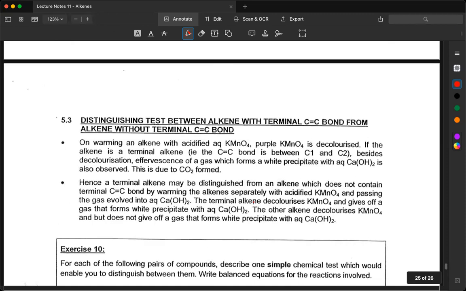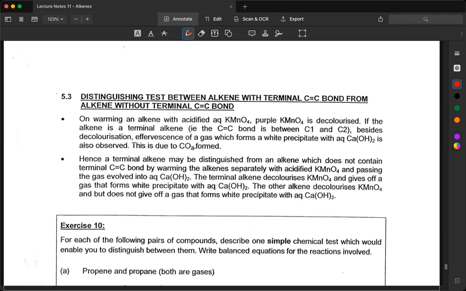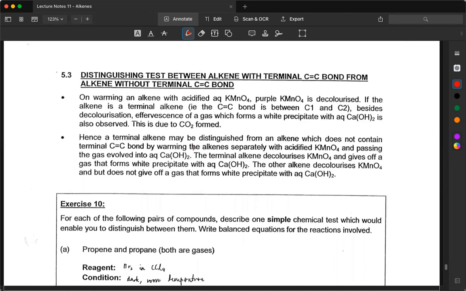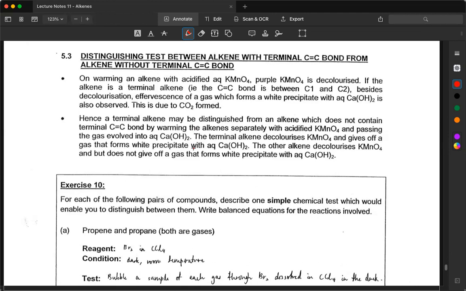Now, on warming an alkene with acidified aqueous potassium manganate, the purple solution will decolorize. If the alkene is a terminal alkene, besides decolorization, there will be effervescence which forms a white precipitate because of CO2. So a terminal alkene can be distinguished from an alkene which does not contain a terminal C=C bond by warming the alkene separately with acidified KMnO4 and passing the gas evolved into aqueous calcium hydroxide. The terminal alkene decolorizes KMnO4 and gives off a gas that forms a white precipitate with aqueous calcium hydroxide. The other alkene decolorizes KMnO4 but does not give off a gas. That is to distinguish a terminal carbon-carbon double bond. The terminal one will actually form CO2.